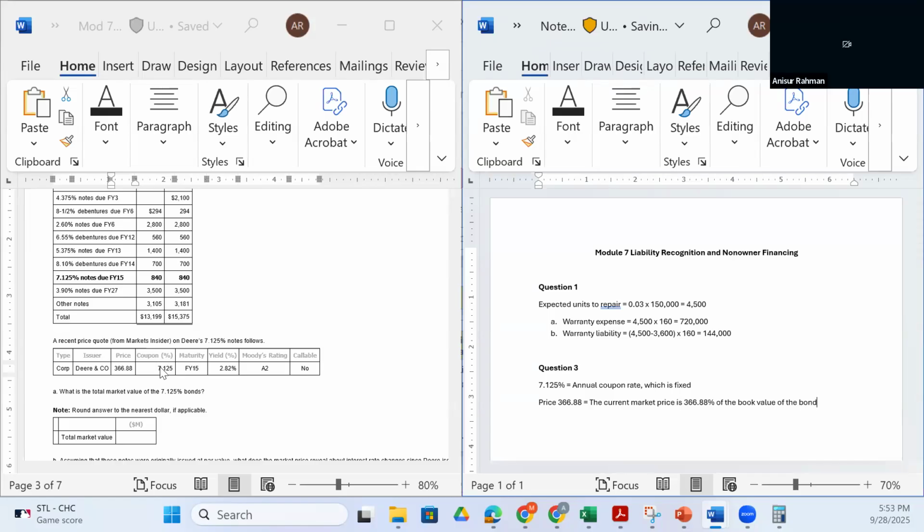Now, coupon I already explained. So what that basically means again, if the book value was $100 and market interest rates changed, the market value has now become $366.88. So if the company wants to buy back the bond, for each $100 they have raised, they have to pay back $366.88.